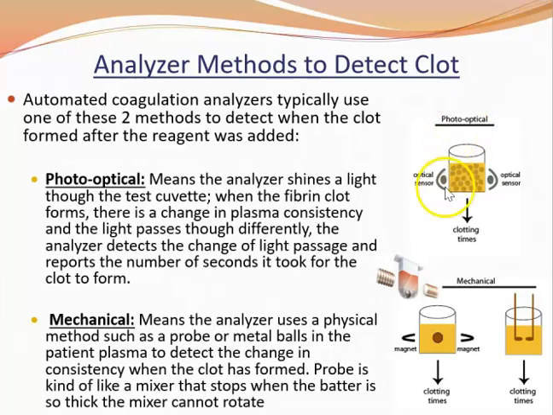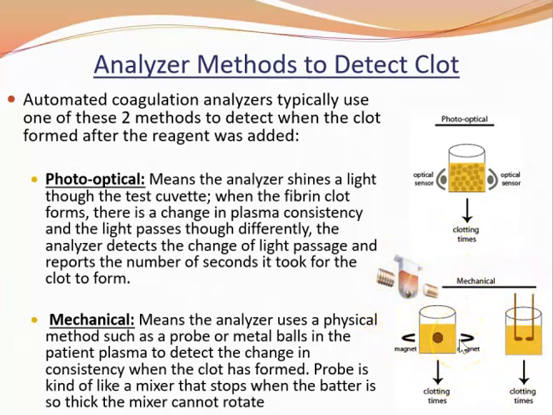And that's what's being shown up here in this top image. This is the photo-optical image. Here's your little test cuvette. Here is your sample of patient plasma. Clots have formed, so the light no longer shines through like it originally did before clots were formed. The consistency has changed. The mechanical method is down here.